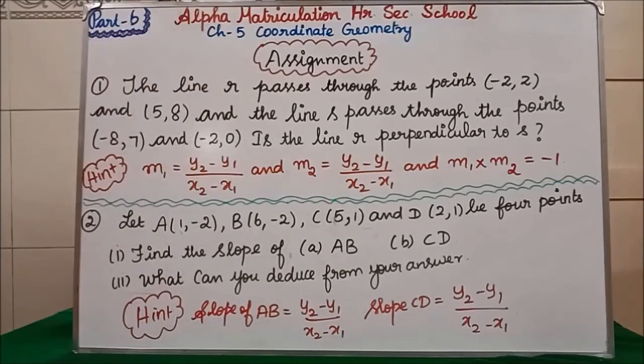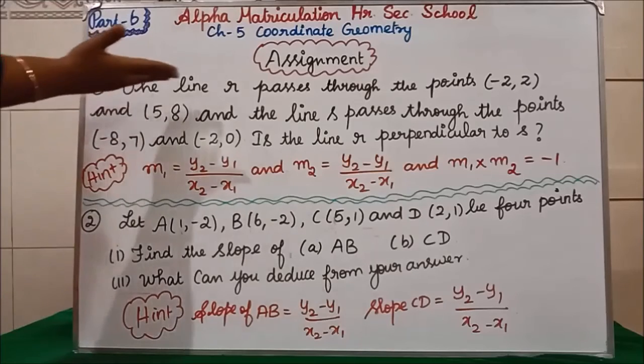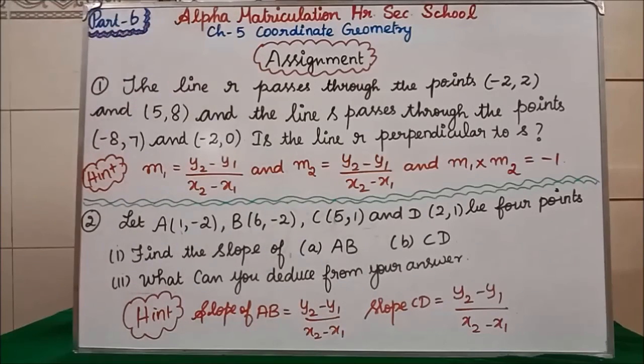Okay, after solving, if you are multiplying the M1 value into M2 value, if you are getting answer as minus 1 means then the R is perpendicular to S you have to write. If you are not getting equal to minus 1 means R is not perpendicular to S you have to get. Yeah, but this problem is R is perpendicular only, so you have to get minus 1. Clear? Now we will see the second question.